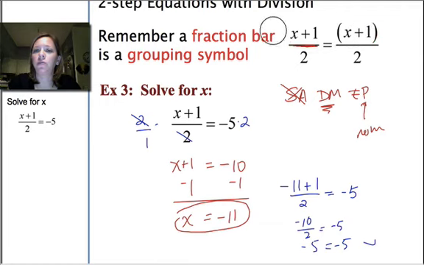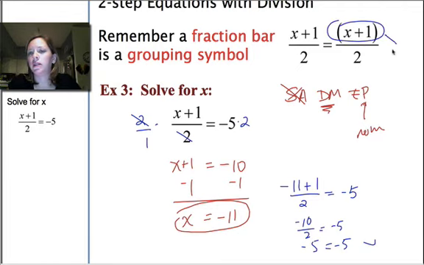Don't leave stuff scribbled out in your notes like this. If you want to, do some kind of note, you might say something like, this could be anything, or something like that. It doesn't matter what's in the numerator. What matters is we undo the division first. Okay? Now that's when we had a fraction bar.